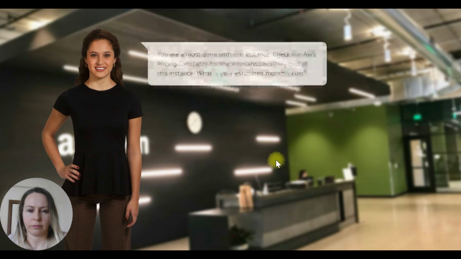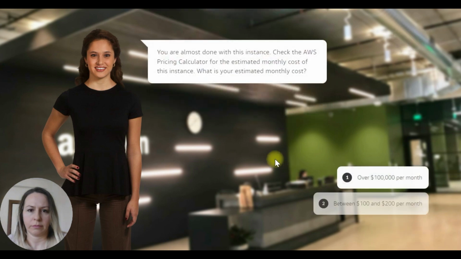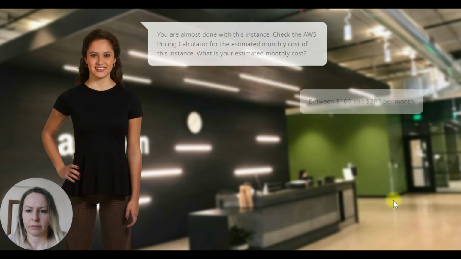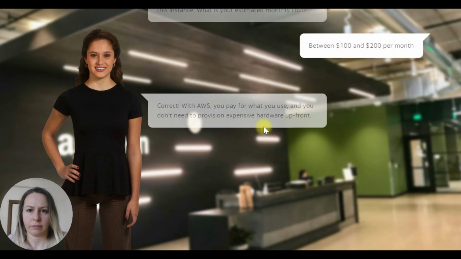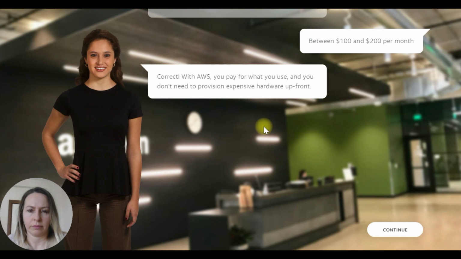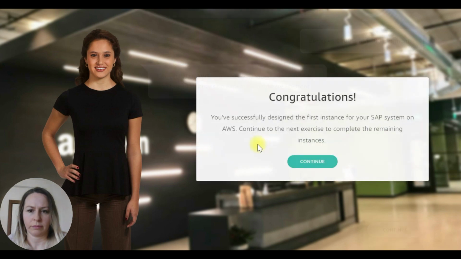You are almost done with this instance. Check the AWS pricing calculator for the estimated monthly cost of this instance. What is your estimated monthly cost? Correct. With AWS, you pay for what you use, and you don't need to provision expensive hardware upfront. Congratulations! You've successfully designed the first instance for your SAP system on AWS. Continue to the next exercise to complete the remaining instances.